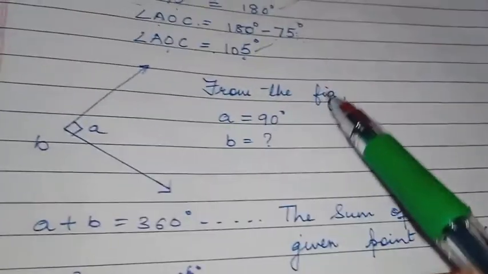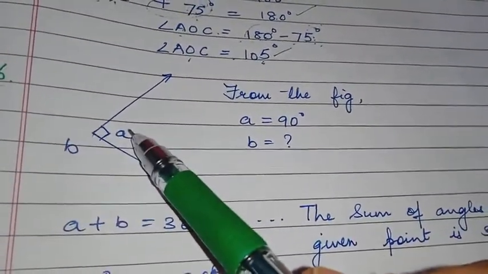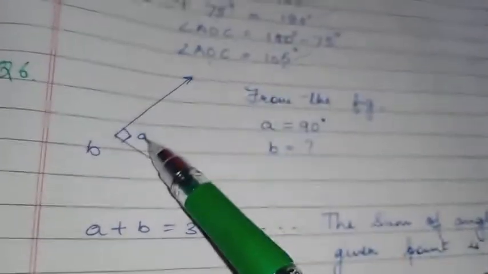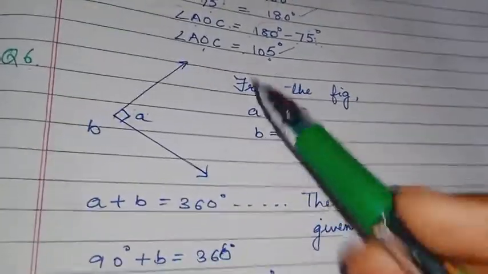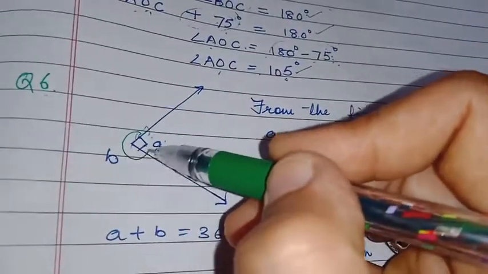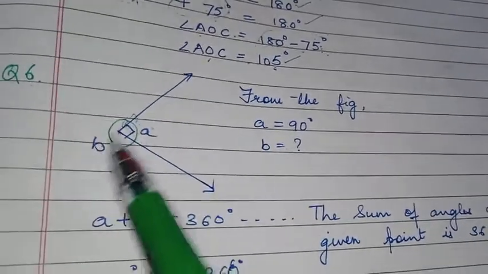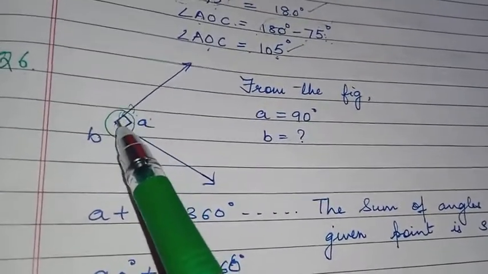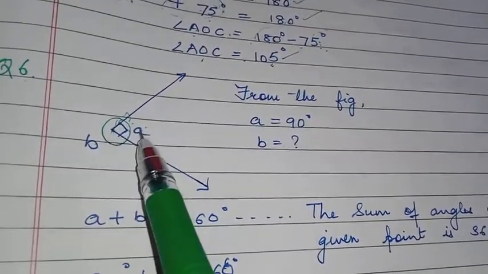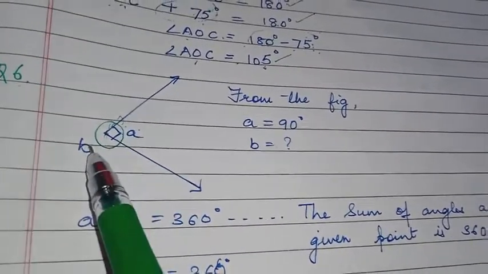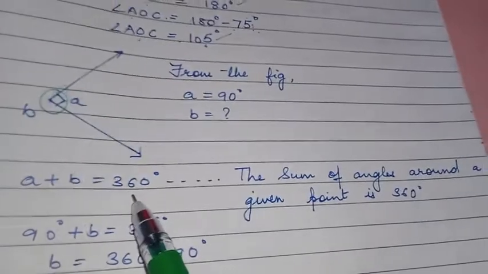Question number 6. From the figure, angle A is 90 degrees and angle B you have to find out. Angle A is 90 degrees, B you have to find out. So by looking at this figure, you should understand this is the case of a complete angle, that at a given point the sum of the angles is 360 degrees. This is the given point, where the sum of two angles, A and B, is 360 degrees. So A plus B is 360 degrees.